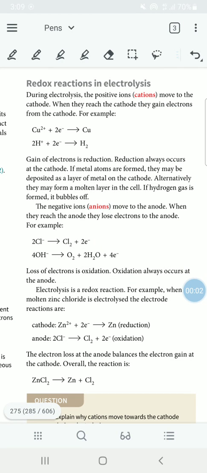Before we discuss question number 3 and 4, I want you to write down the note for redox reactions in electrolysis. Write down the note. Positive ions, within brackets cations, move to the cathode, gain electrons and will become elements. Write example: Cu2+ plus 2 electrons becoming Cu, then 2H+ plus 2 electrons becoming H2.